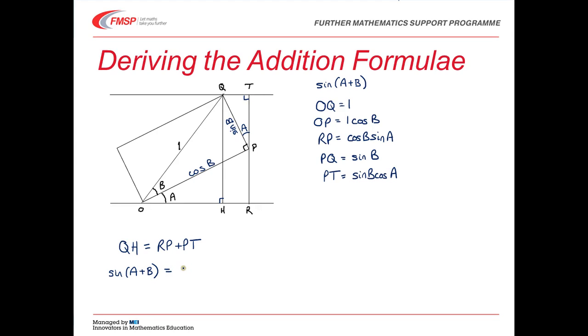RP, we've already worked out, is cos B sine A, which I'll just write the other way round, sine A cos B. And PT is equal to sine B cos A. And there is the first of our addition formulae. Sine of A plus B is equal to sine A cos B plus sine B cos A.